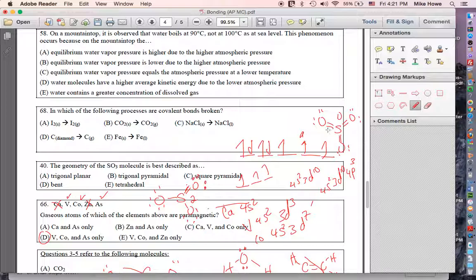But either way, the geometry is the same. It's a trigonal planar molecule because it's flat and in a plane. So the answer is A.